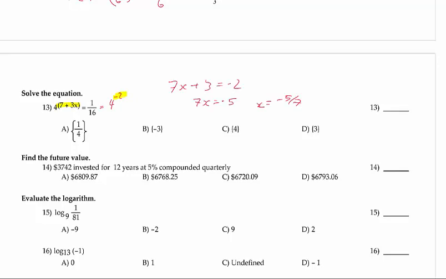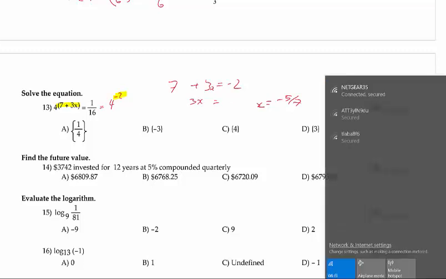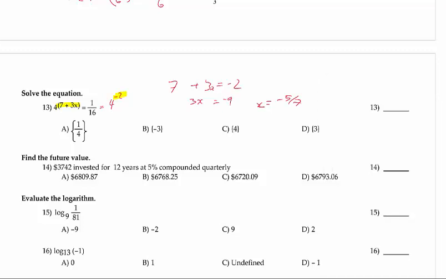Sorry, transcription error. The x should have gone by right there. Let's go ahead and fix that. And so that would mean that we have 3x here, and that becomes negative 2 minus 7 is negative 9. Divide both sides by 3, and we get negative 3. So the answer is B.